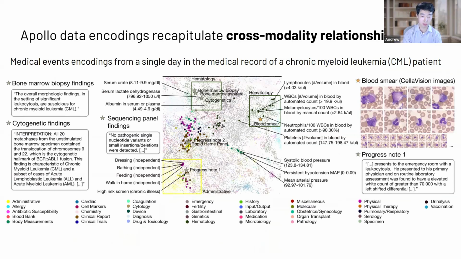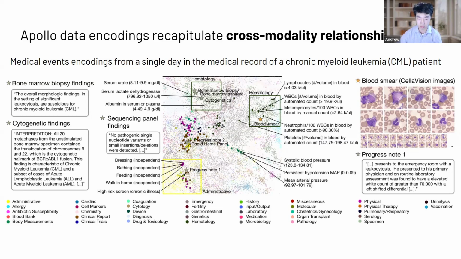And by plotting every event of that patient in a single UMAP on top of the UMAP that you just saw earlier. So here we are plotting medical events from the medical record of a single patient with chronic myeloid leukemia. And what we see here is different modalities really coming together and associating with each other in this unified space. So the stars here, the different colored stars, map to the same color star on the UMAP.